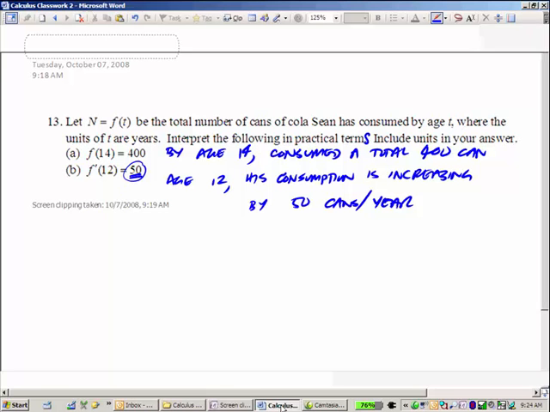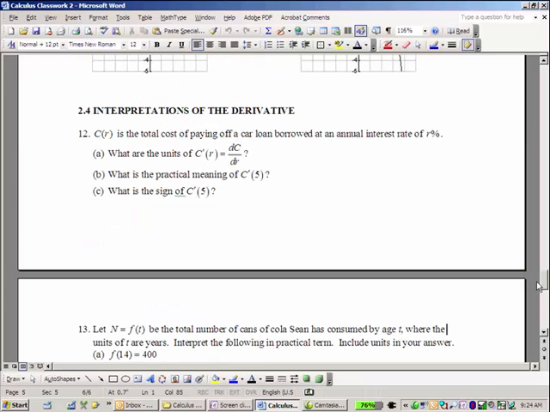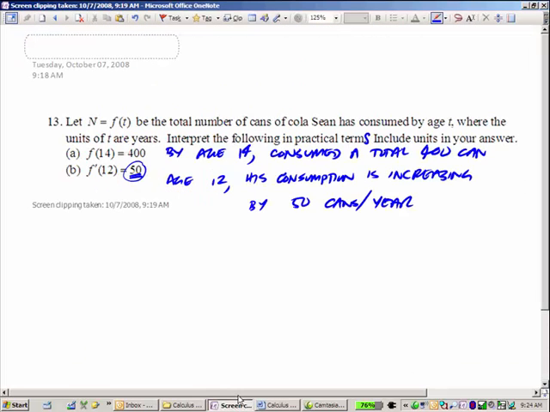All right, let's take a look at another one maybe. Let's take a look at 12. Here we have total cost of paying off a loan borrowed at an annual interest rate of R%. Tell me this. When R goes up, when the percent goes up, what do you think is going to happen to the cost? It should go up, right? If you take out a loan at a higher percent, it's going to cost you more to pay it back. You borrow money, you pay interest on the loan. The higher the interest rate, the more you end up having to pay back. Is that all right?